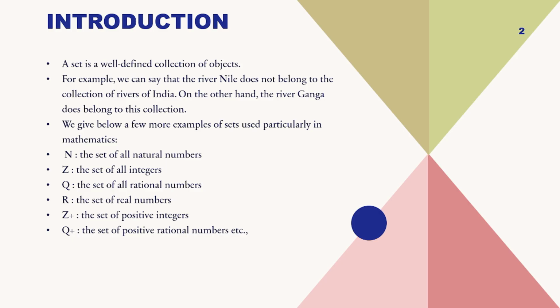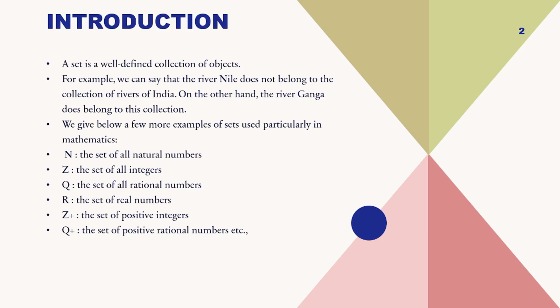For example, we can say that the river Nile does not belong to the collection of rivers of India. On the other hand, the river Ganga does belong to this collection. River Nile does not belong to the collection of rivers of India means, as the sentence itself says, the Nile river is not in India. And the river Ganga belongs to this collection means it is in India, and the river Ganga does belong to the collection of rivers of India.